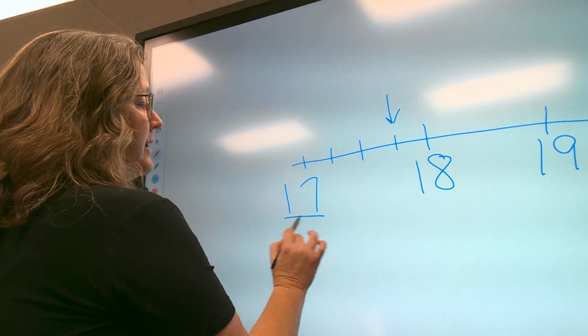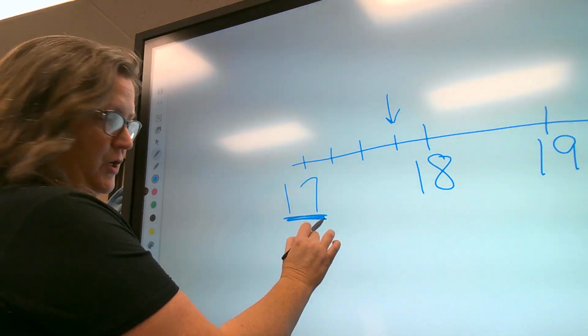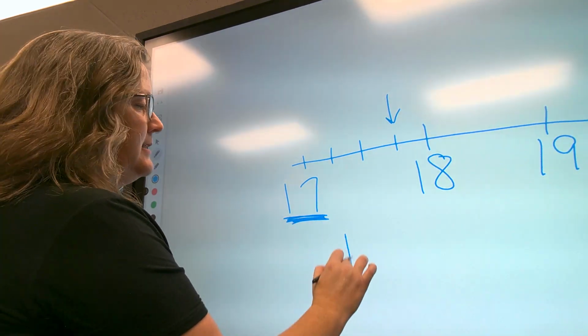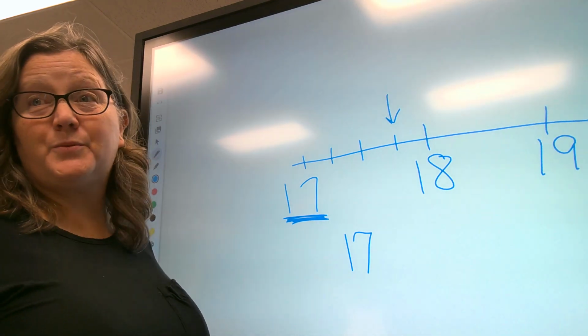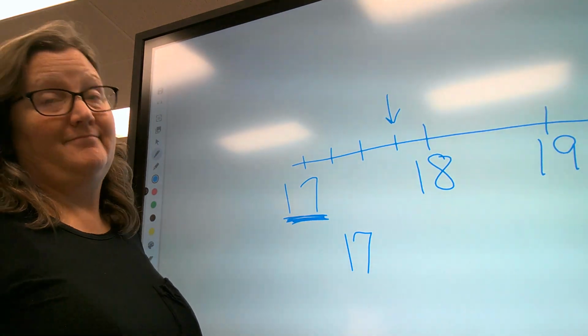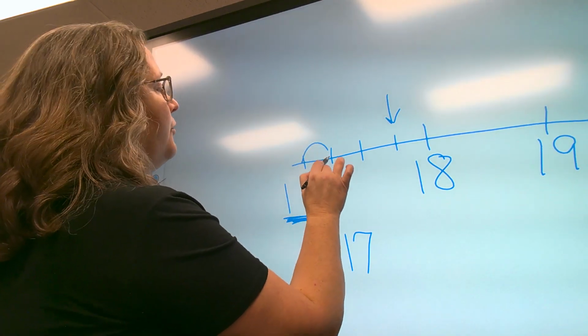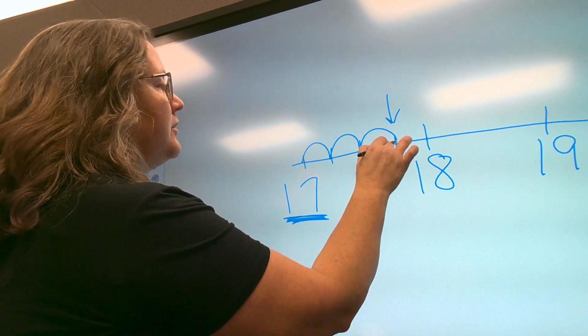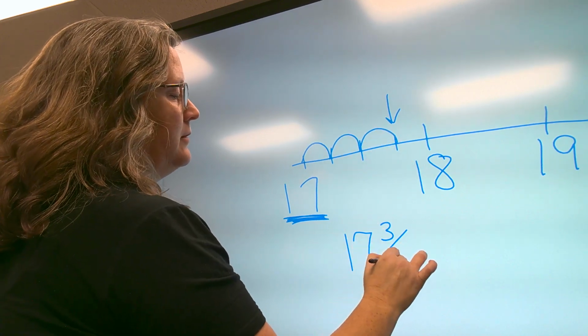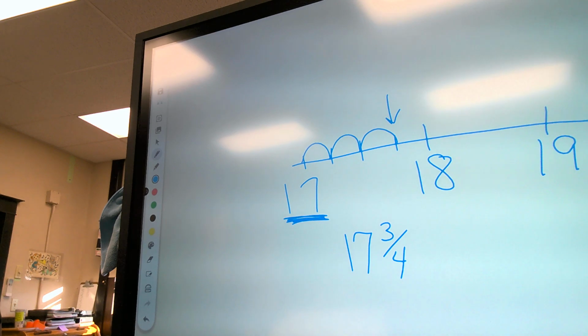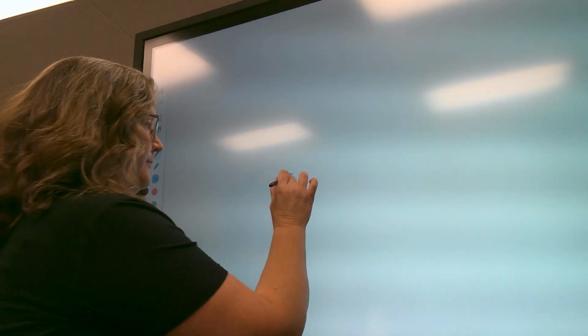Well, we know it's got to be 17 and 4/4. Good. Not 4/4. It needs to be 17 because 3/4. 4/4 would be one whole. And 3/4. Yep, 17 and 1/4, 2/4, 3/4. 17 and 3/4. Good. How about B? How many spaces are there?